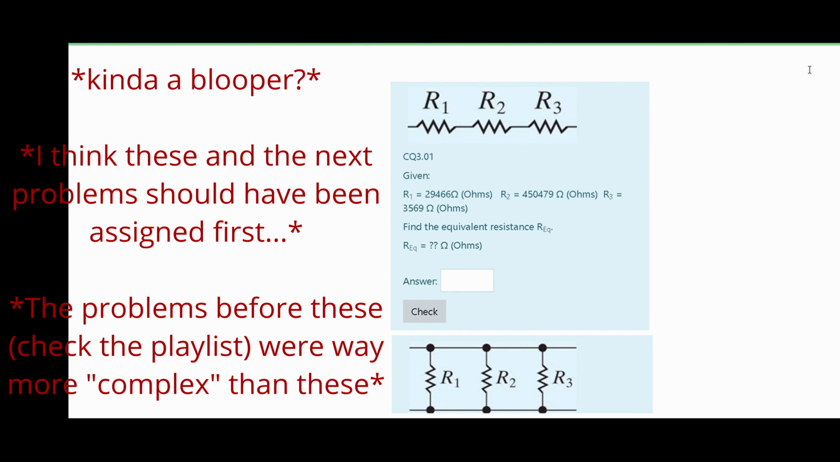So far in this chapter 3, wait, what is this chapter 3 even called? Oh, this chapter is called Simple Resistive Circuits. Okay.